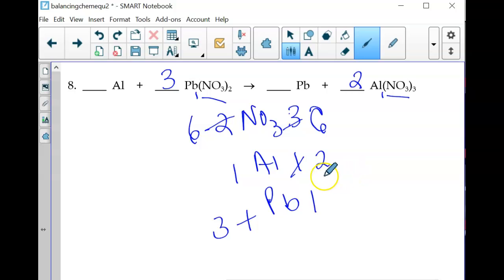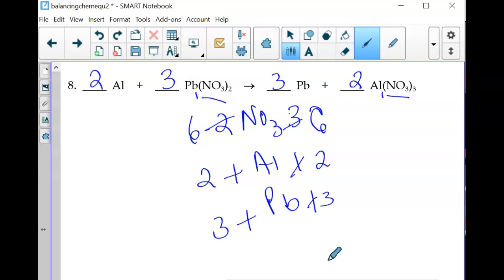So nitrates look good. Now we need to fix aluminums. To fix them, I'm going to put a 2 over here. It only impacts the aluminum. Okay, now that's fixed. To fix the lead on the right, I'm going to put a 3 in front, because that 3 only impacts lead, because there's a plus sign blocking it. So now we have a 6, 6, 2, 2, 3, 3, and it is balanced. Questions about number 8?